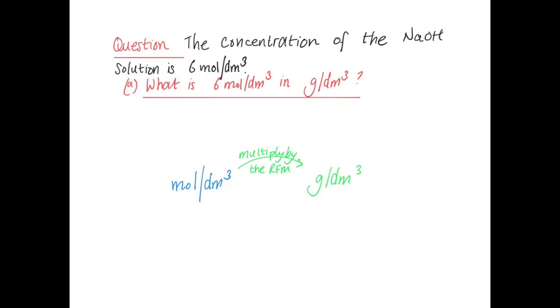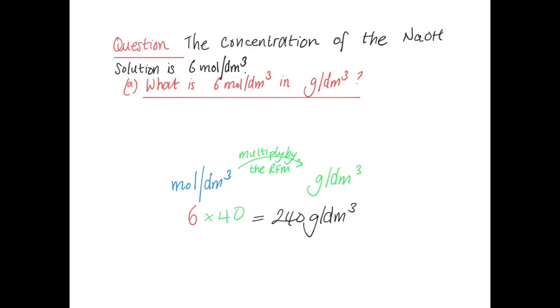So now we know the concentration from the question is 6 moles per dm cubed. The relative formula mass of sodium hydroxide is 40. So to convert from moles per dm cubed into grams per dm cubed, multiply the concentration, moles per dm cubed, which we get from the question, by the relative formula mass, which we've just worked out, and 6 times 40 is 240 grams per decimeter cubed.